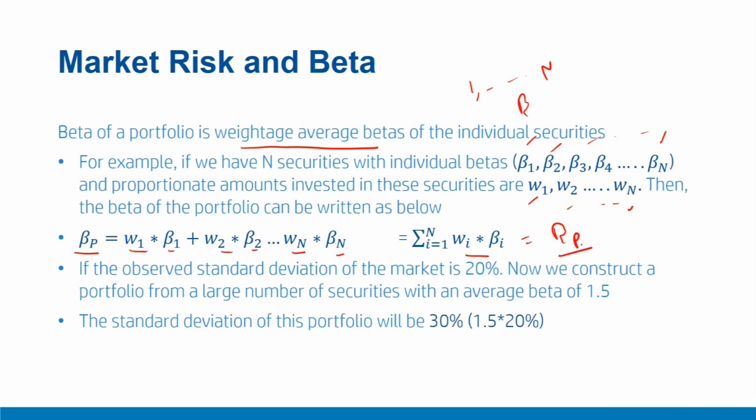For example, if you observe that the market has a standard deviation of 20% and you construct a portfolio which has a beta of 1.5, then the standard deviation of this portfolio would be 30%, which is 1.5 times 20%. So in summary, the beta of a portfolio is simply the weighted average of the betas of individual securities.